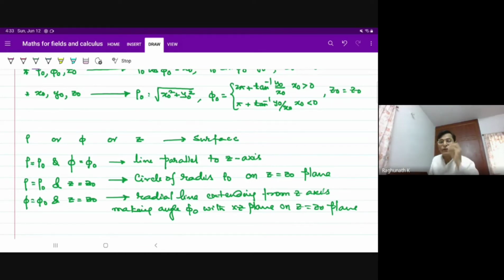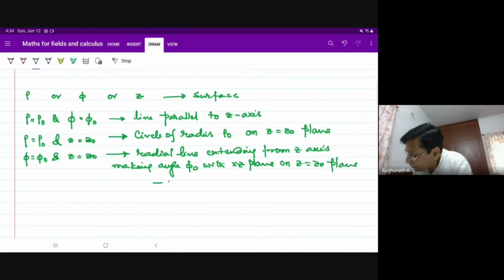So given two coordinates, it comes onto one of the lines, right? It can be a straight, infinite vertical line going from minus infinity to plus infinity in z, or a circle of radius rho naught on the z is equal to z naught plane, or that radial line. Same as the radial line that we had in the circular coordinate system, but above the xy plane, the same line is now lifted up and then rotated. Check it.